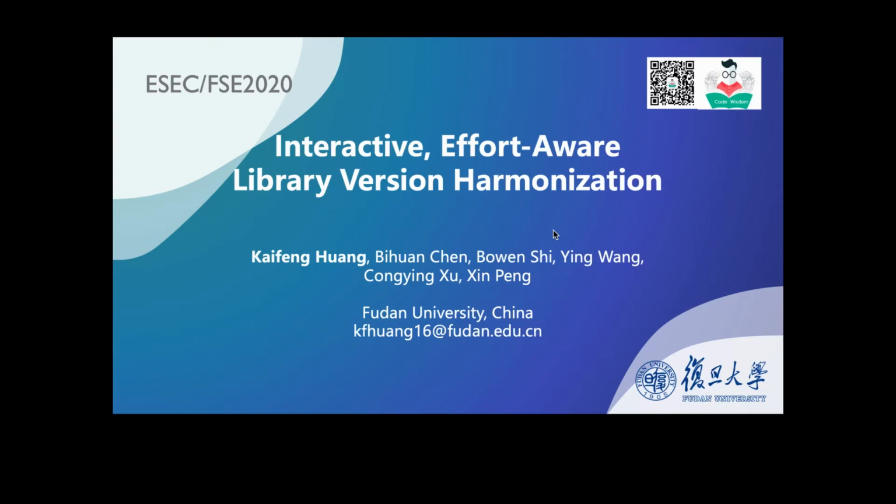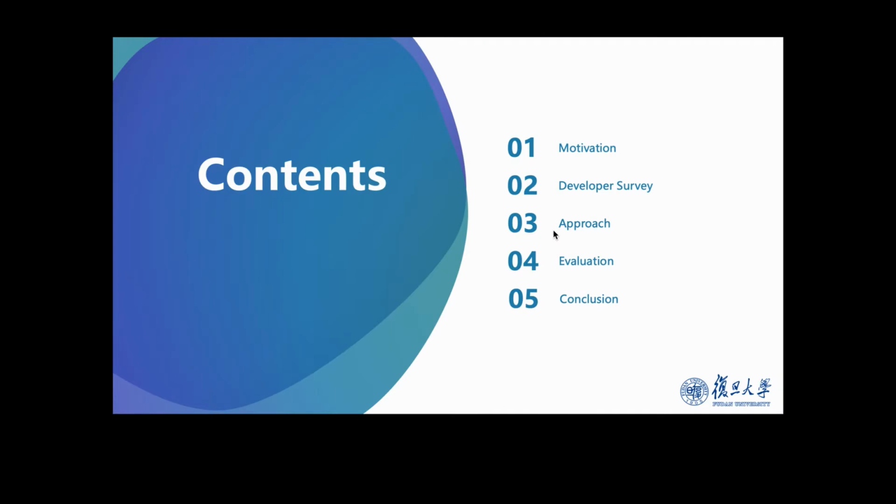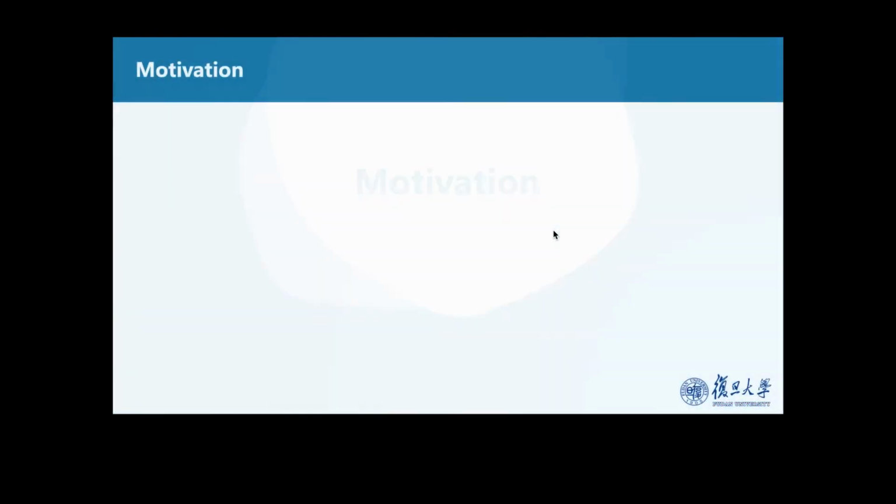Next, I will present libharmo, an interactive effort via library version harmonization tool. I will present our work in 5 parts. First is motivation, then we conduct a developer survey. Next is approach, evaluation, and conclusion. First, let's start with motivation.